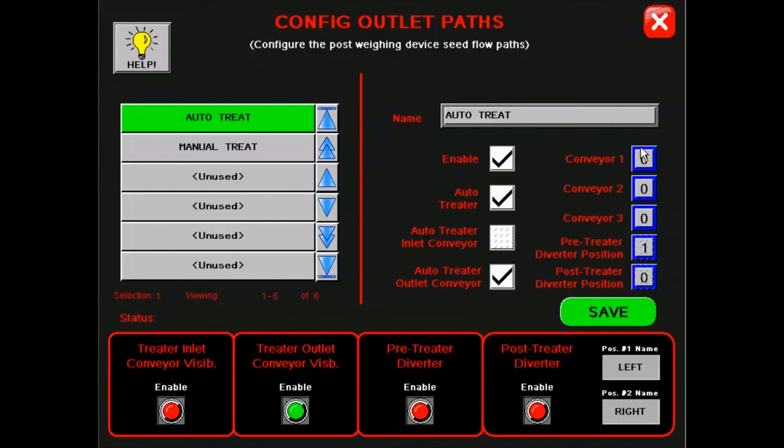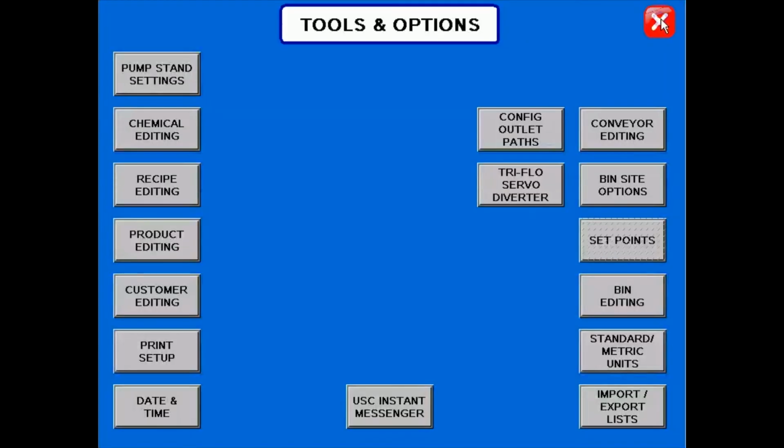So if we had a bypass, we could have one that says auto treat, and it would automatically put it in the treat position, and then we could have another one saying auto bypass, and it would automatically move the diverter to bypass. So that does it for that screen. Go ahead and exit out of there.